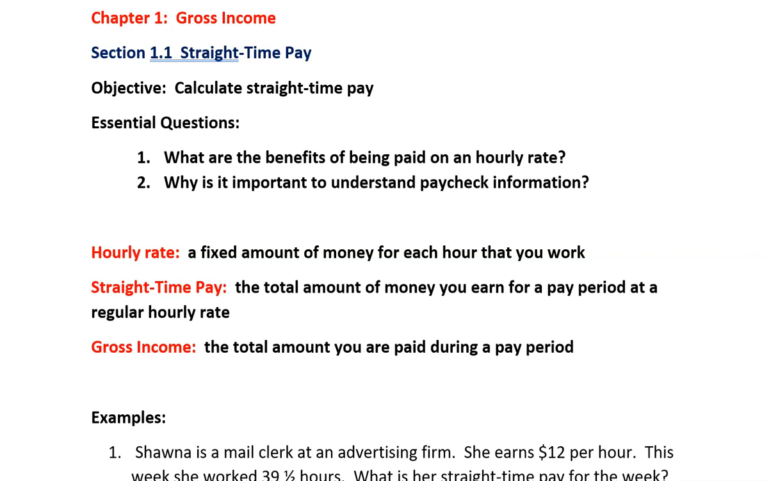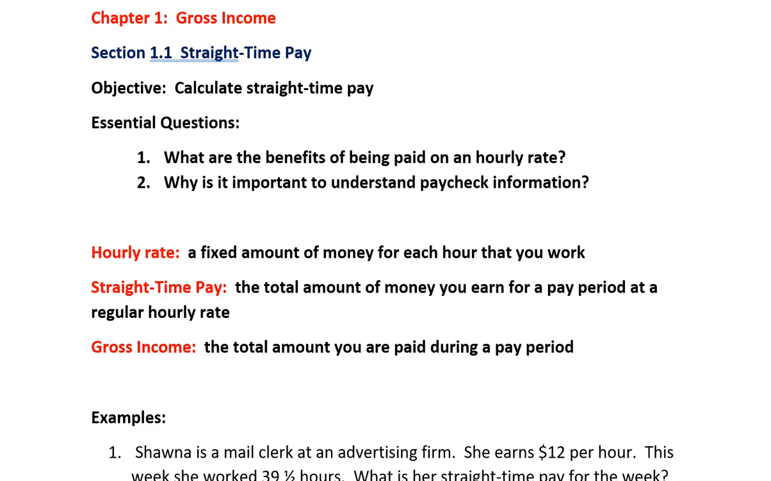Chapter 1 is on gross income, Section 1.1, straight time pay. The objective for today is to calculate the straight time pay. Your essential questions that need answers are: what are the benefits of being paid on an hourly rate? Why is it important to understand paycheck information?